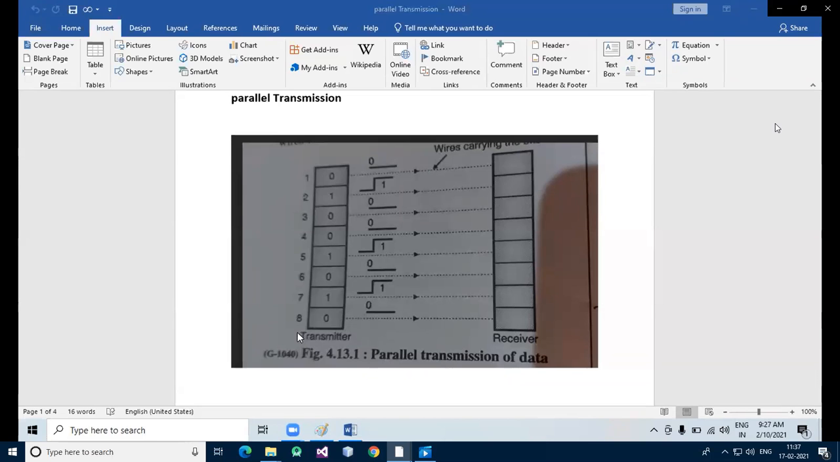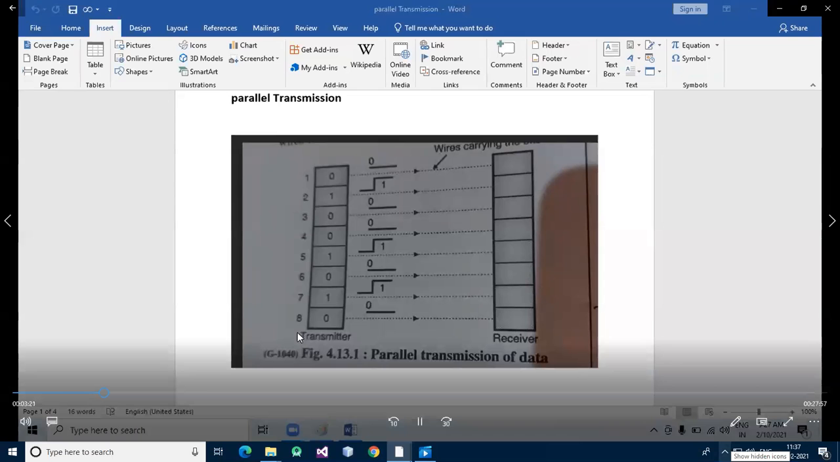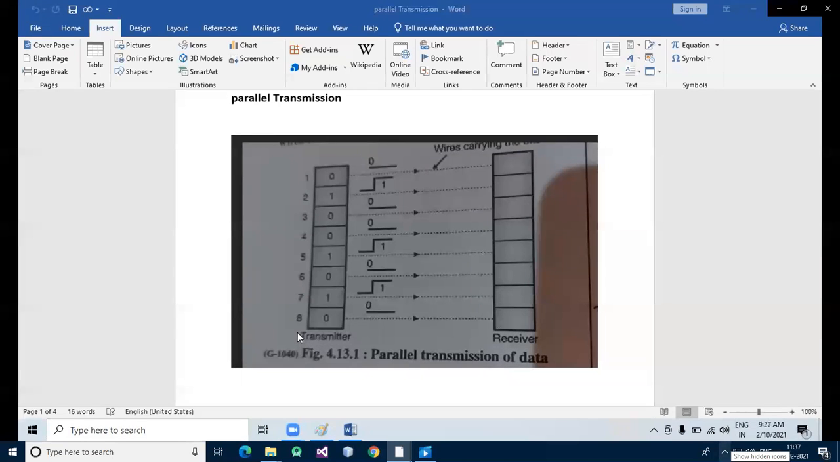So the disadvantage is that for transmission of an n-bit word we need n number of wires. If we want to transmit n number of bits, we require that many wires. So it is the disadvantage, right? With an increase in the number of users, the number of wires increases, and it becomes impossible to handle them.